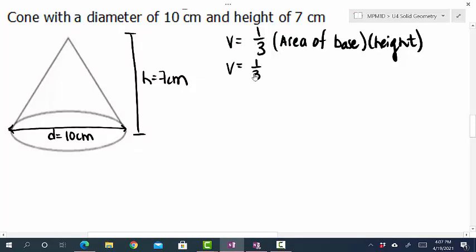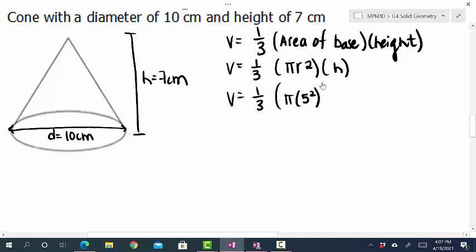So area of the base. The base here is a circle. So the area of a circle is pi r squared times the height. So there's our formula for this cone. Let's start plugging in our values. What's the radius? It's diameter divided by 2, so this is going to be 5. And the height is 7.